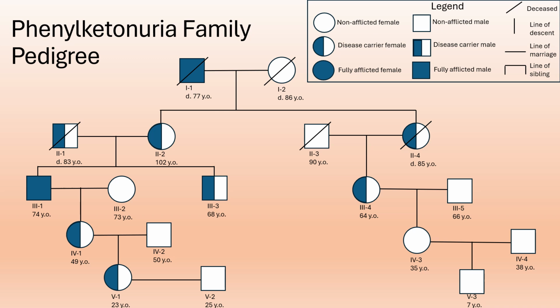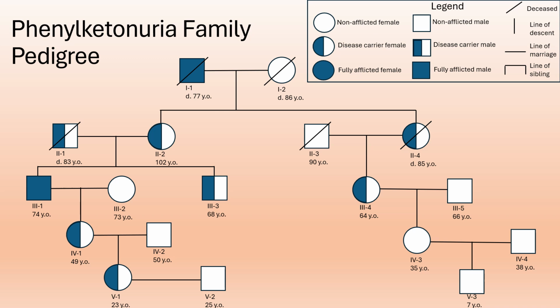So 2-2 and 2-4, the two daughters, were both heterozygous recessive carriers. So they didn't express the disease, but they carried the genotype. 2-2, the older daughter, married a man who was also a recessive carrier of the disease. And they had, so I'm on the left here, they had two sons. One son was a homozygous recessive expressor of the disease. That was 3-1, and the other son, 3-3, was a heterozygous carrier of the disease.